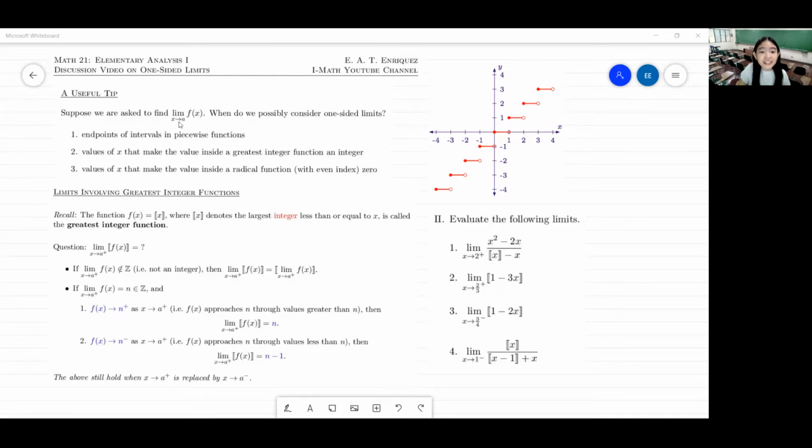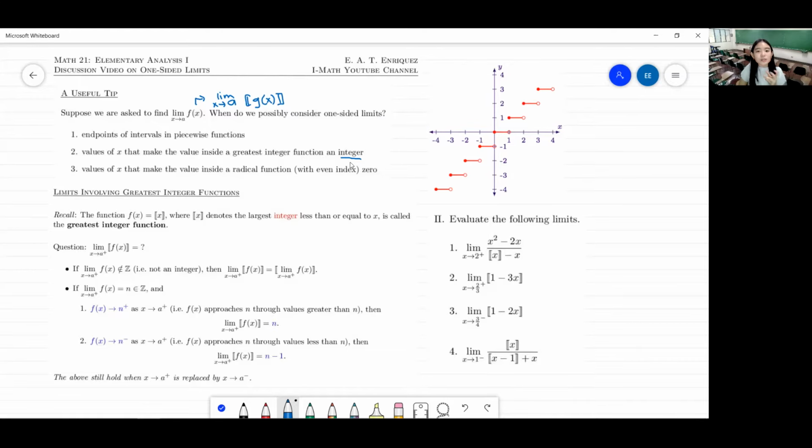So here in my useful tip, I mentioned that whenever you are being asked to find the standard two-sided limit of a function, and it so happened that this function is a GIF, the limit as x approaches a of the GIF of some g of x, there are times when the limit becomes ambiguous, so you need to consider one-sided limits here. And in my tip number 2, when you will consider one-sided limits is whenever the value inside the greatest integer function is an integer. Take note, only whenever it is an integer.